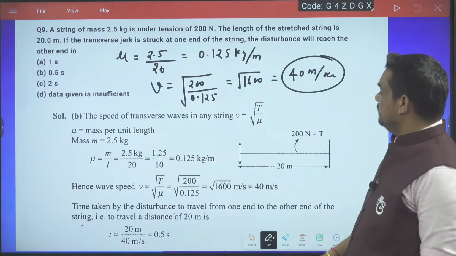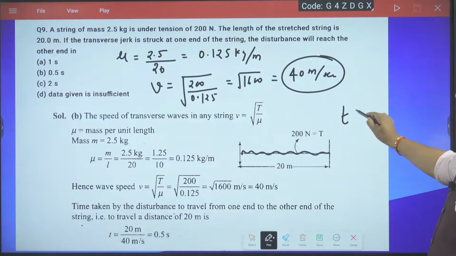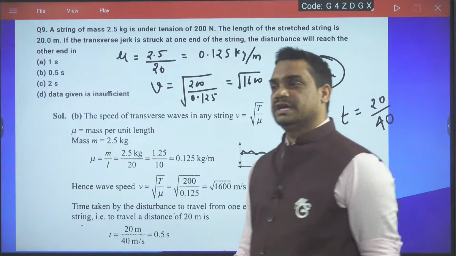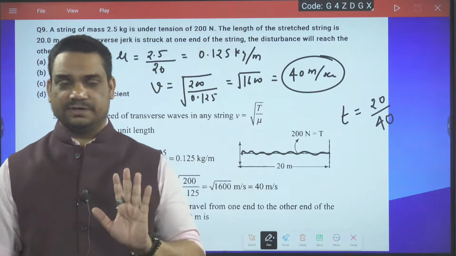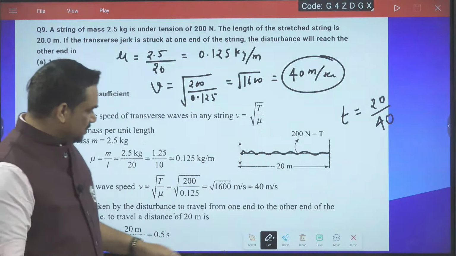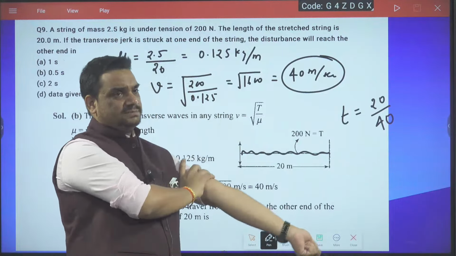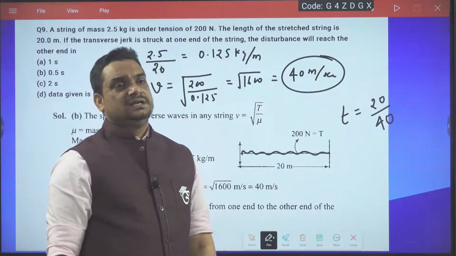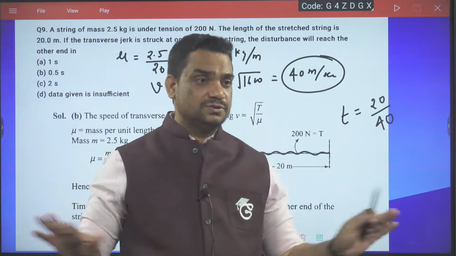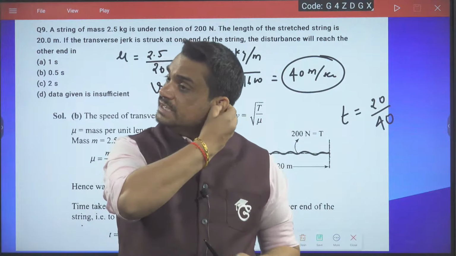They are asking how much time it will take to reach the other end. This time will simply be 20 divided by 40, so the time is half a second. Done? Okay, so in the wave chapter we have not taken more questions of the exemplar, only NCERT. 3-4 questions are taken from the exemplar. Now it is closed. You will revise all the things, all the important questions taken.